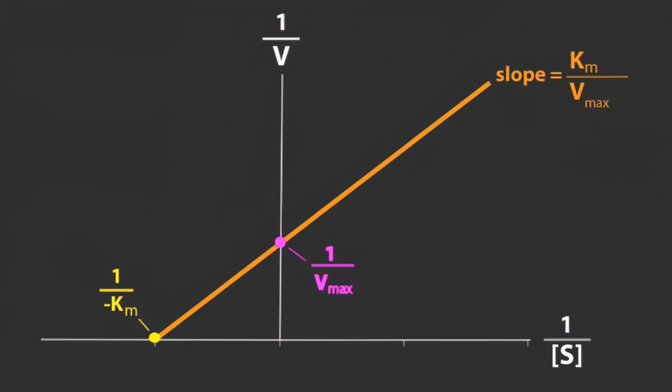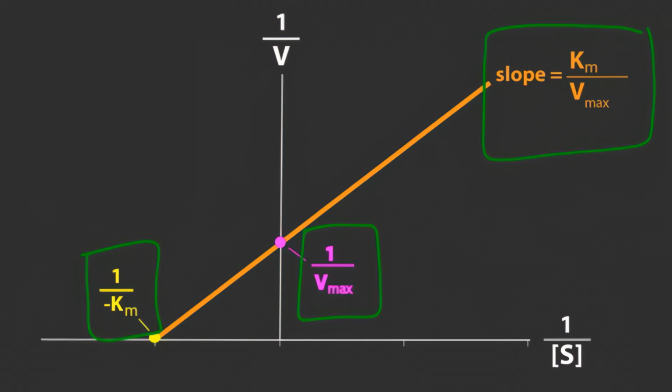Now, the 3 points you have to know about this, and I really think you just have to memorize it because there's no great way to reason it out, are the slope of this graph, the x-intercept, and the y-intercept. So the slope of a Lineweaver-Burk plot is Km over Vmax. The x-intercept is the point where the graph crosses the x-axis, and that's 1 over minus Km. And the y-intercept is 1 over Vmax.